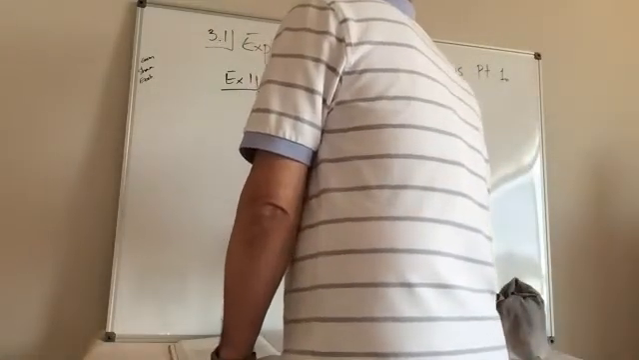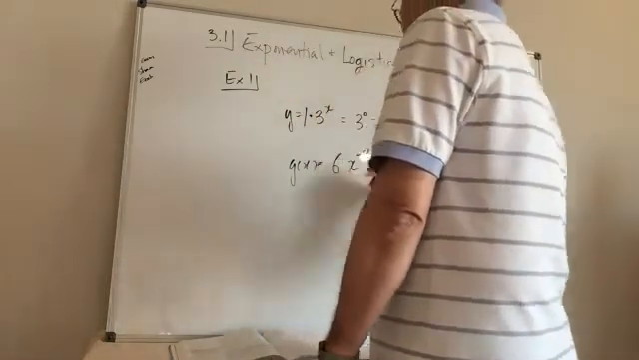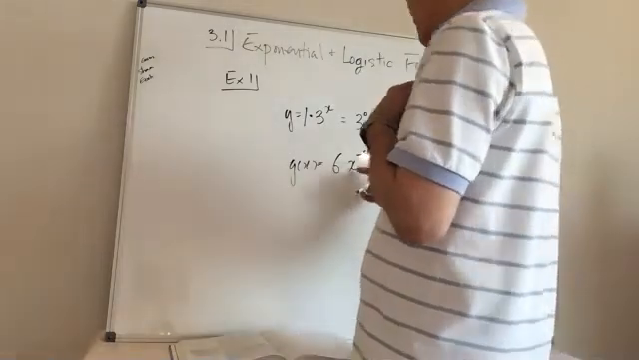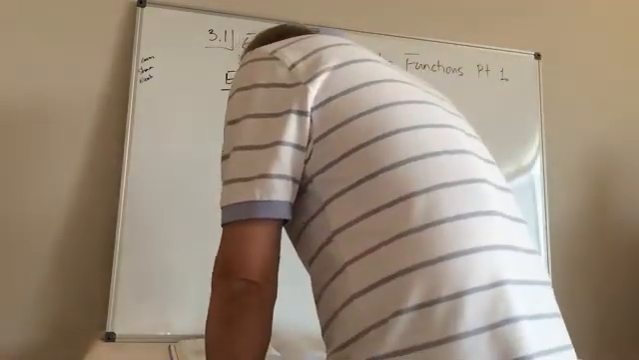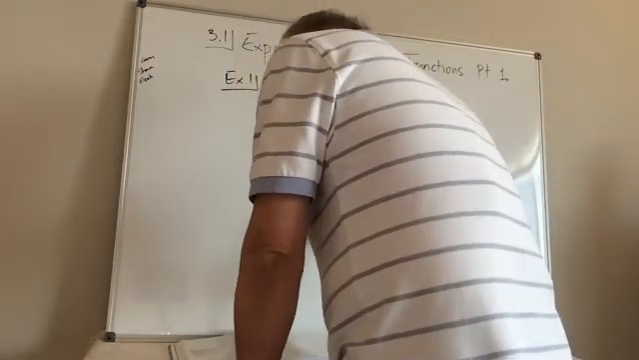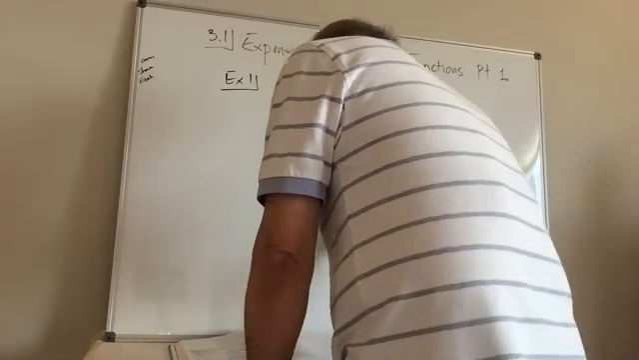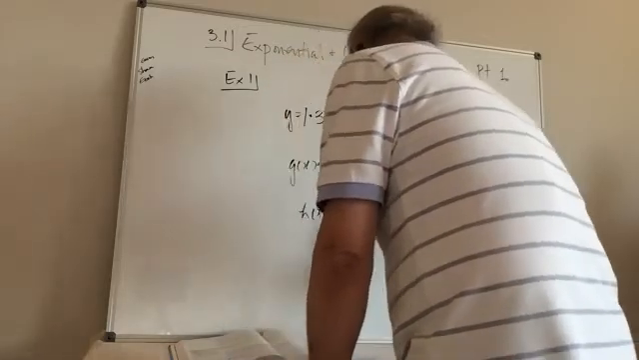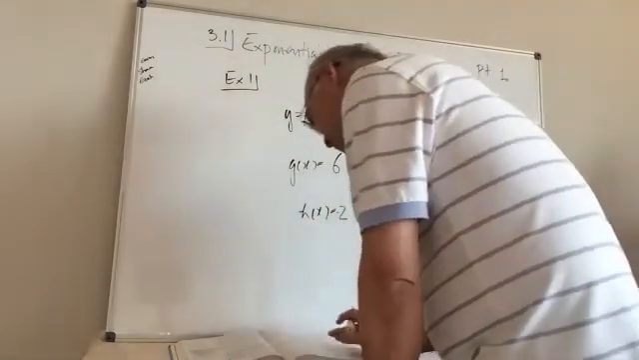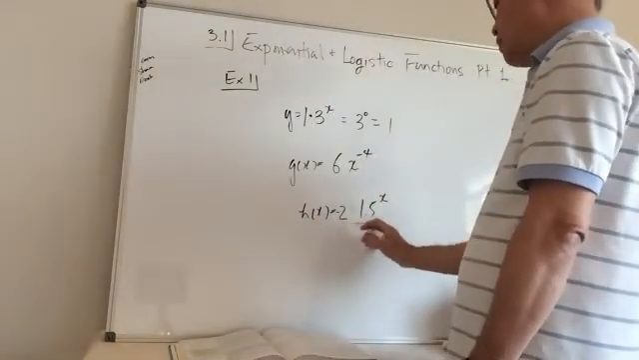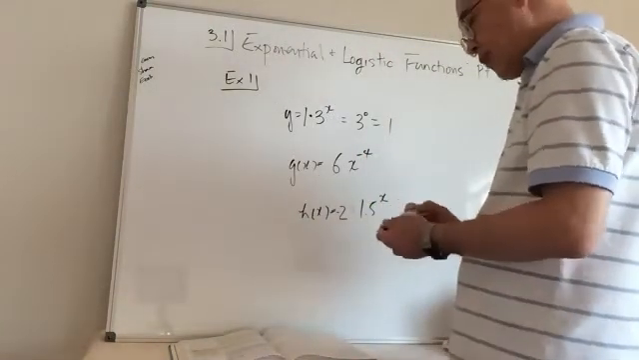G of x is equal to x to the minus 4th. And we already talked about this. This is a power function, right? This is not an exponential function. Okay, C. H of x is equal to negative 2 times 1.5 to the x. Okay, this is an exponential function with the initial value of negative 2. And the base is 1.5.